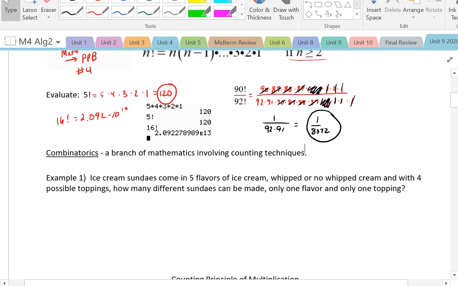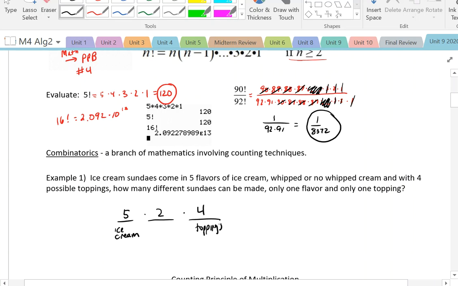So I have 5 choices for the ice cream. You can either have whipped cream or not whipped cream. And then for my toppings, that's probably like hot fudge, butterscotch, maybe like sprinkles and a cherry. Okay, those are our 4 possible toppings. So that's 4 options there.